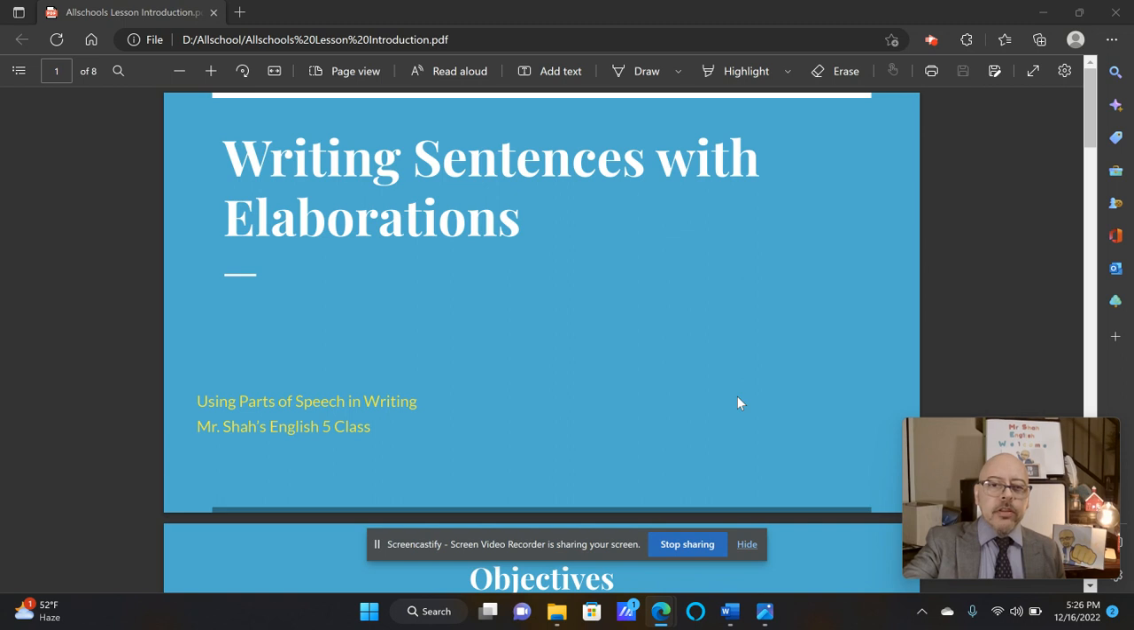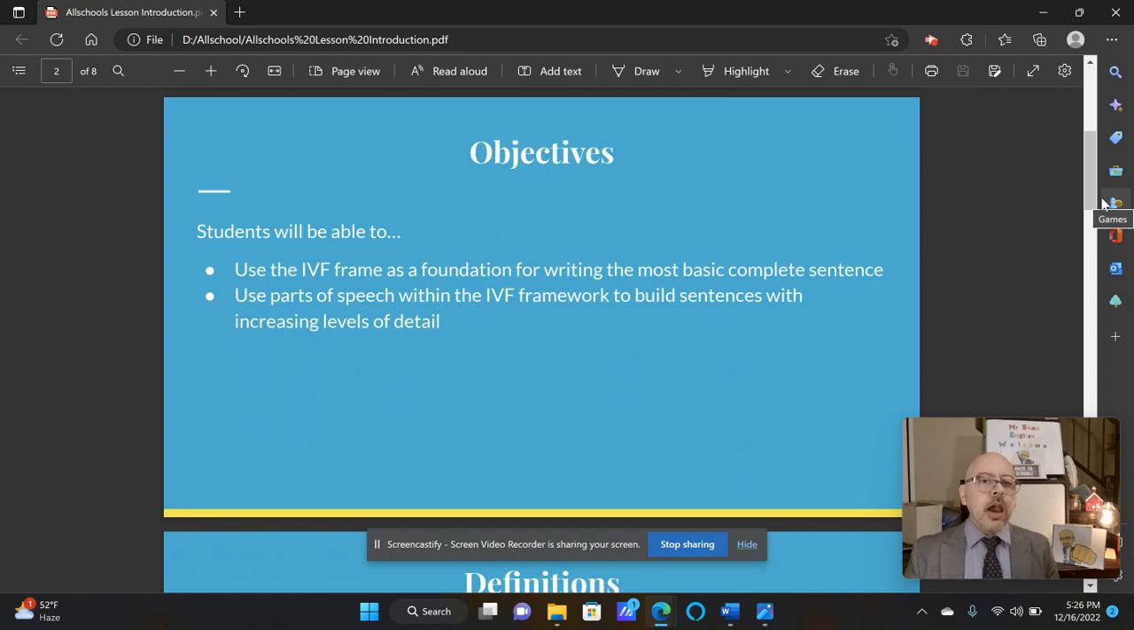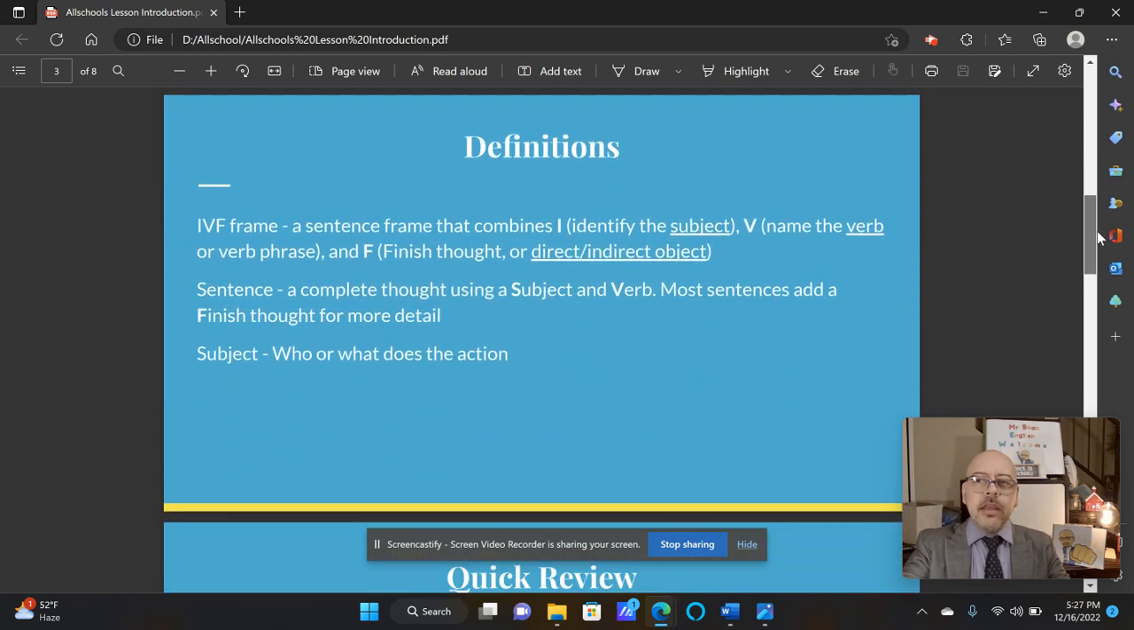All right, so the objectives today, what we're going to be able to do: students will be able to use the IVF frame as a foundation for writing the most basic, complete sentence, and use parts of speech within the IVF framework to build sentences with increasing levels of detail. We talked about the parts of speech, boys and girls, and you have a good grasp of that. So all this is pretty much a review, but what's new today is the IVF frame and how to use that to build better sentences. Definitions. So, any questions so far?